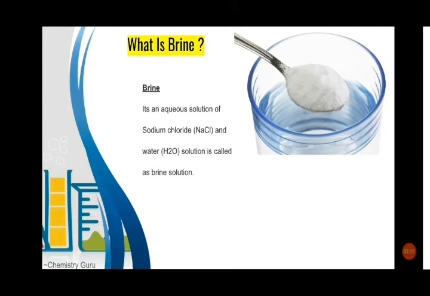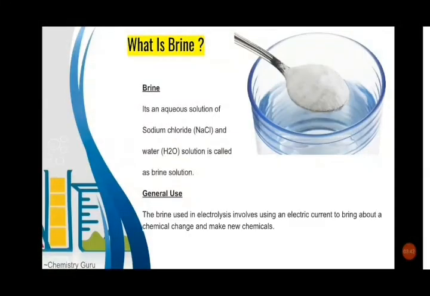Now the next topic is brine. So what is a brine solution? Actually the aqueous solution of sodium chloride and water is what we call a brine solution. Now what is the general use of brine solution? The brine is used in electrolysis, involving an electric current to bring about a chemical change and for the production of new substances. So new substances are formed as a product of electrolysis.